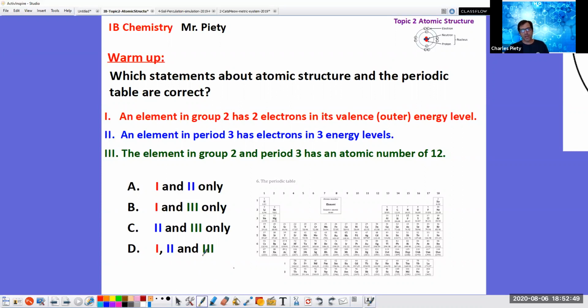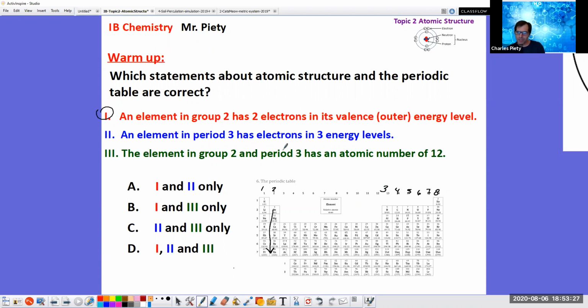So let's look at this multiple choice question here. An element in group 2, which statement about the atomic structure and the periodic table are correct? An element in group 2 has 2 electrons in its valence or outer energy level. That makes sense to me because a group is the vertical column going down, and this has 1 valence electron, this has 2, 3, 4, 5, 6, 7, 8, and that makes sense. I like this one, that's a true statement.